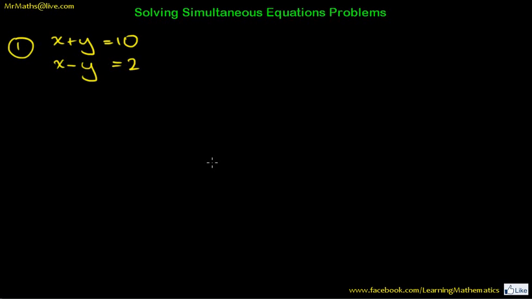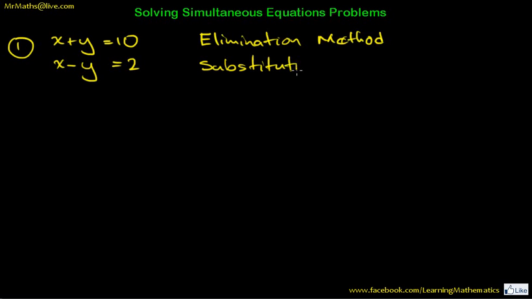Okay, in solving simultaneous equations, we can solve it in two different ways. The first way is called elimination method, and the second one is called substitution method. Okay, I'm gonna show you how to solve this equation using both these methods. First of all, let's attempt using elimination method first.